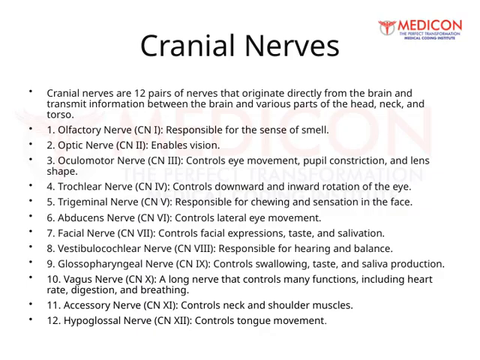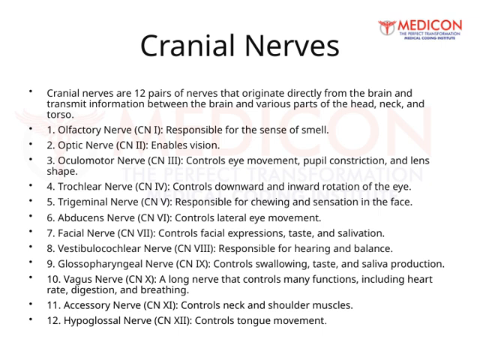Let's take a closer look at the cranial nerves, which are a vital part of our nervous system. There are 12 pairs of these nerves, and they originate directly from the brain. Their main role is to transmit information between the brain and various parts of the head, neck, and even the torso. Starting with the olfactory nerve, also known as cranial nerve I, this one is responsible for our sense of smell. Without it, we wouldn't be able to detect odors around us.